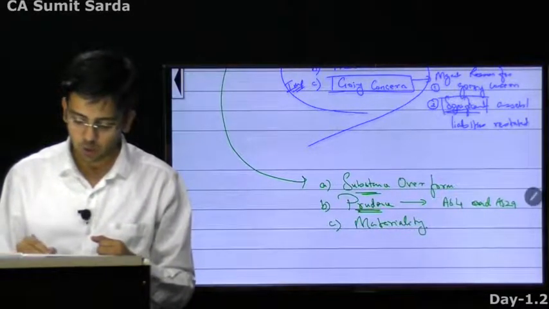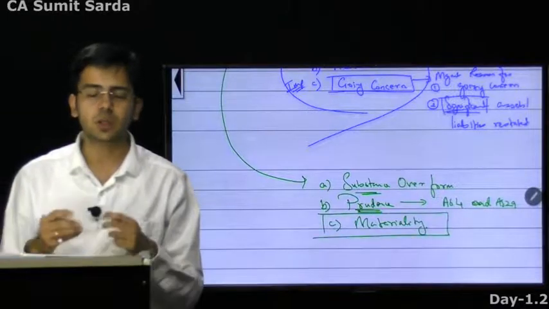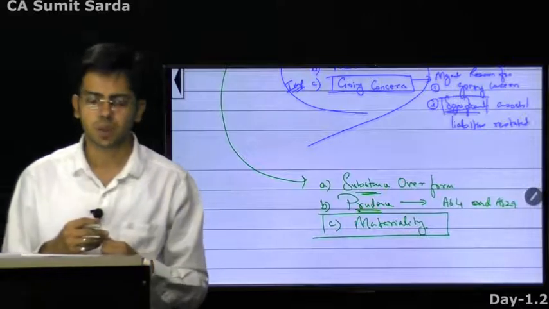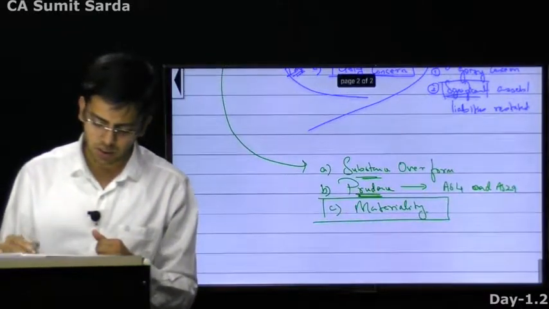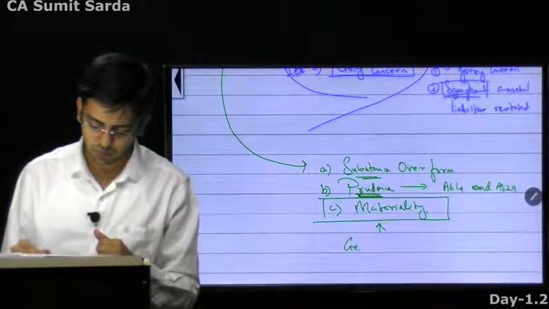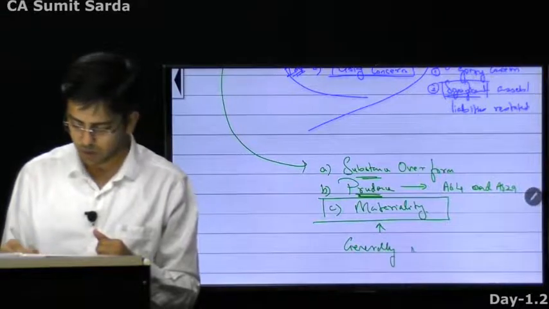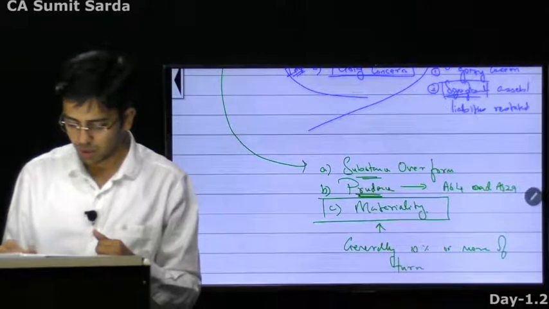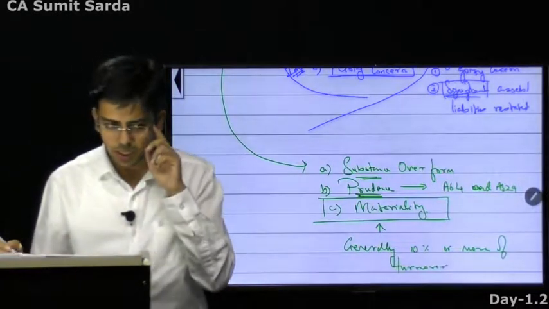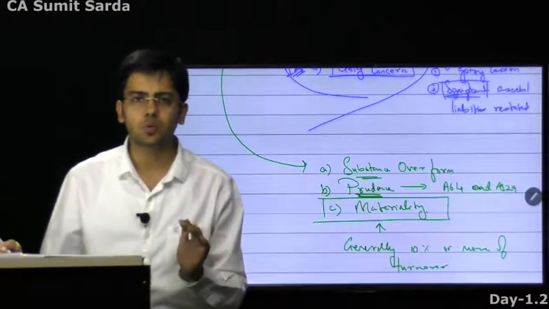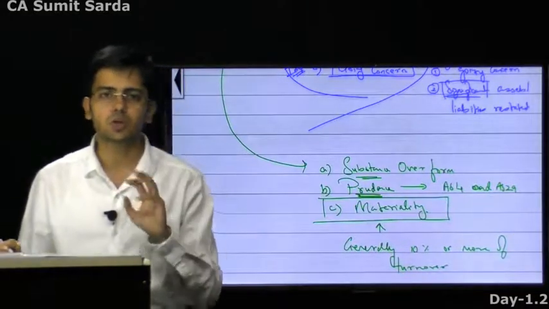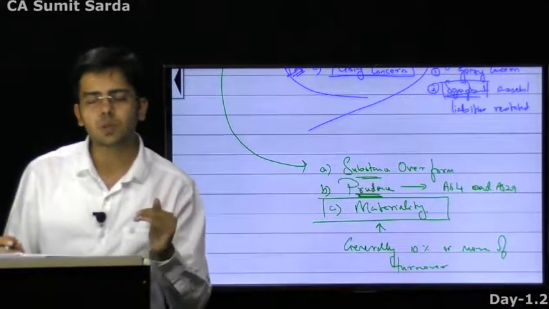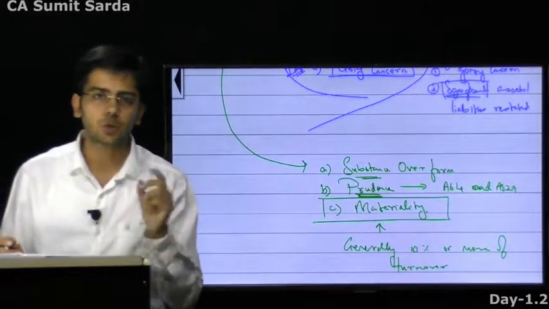And the last and the most important concept is materiality. Anything that is material has to be disclosed separately. Sir, what do you mean by materiality? Generally, it is 10% or more of turnover. We have read in P&L that any expense which is generally 10% or more, and now 10% may differ from company to company, for some companies material may be 5%. So any company for whom this amount is more than a particular percentage has to be shown separately.